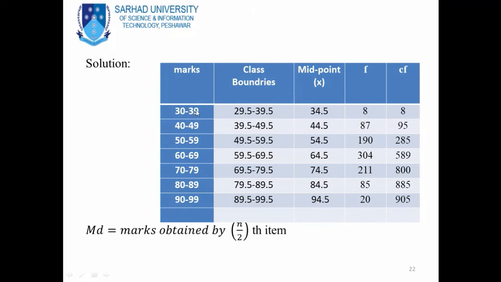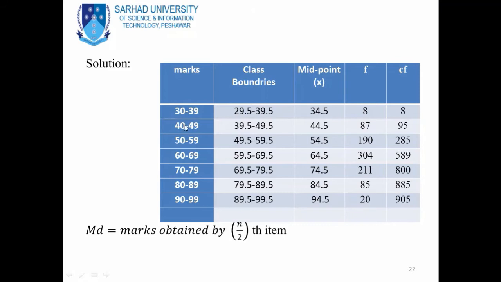First of all, write the classes in continuous form. The last boundary of the first class is 39, and the first boundary of the second class is 40. So this is a discontinuous boundary. If the last boundary of the first class is 39 and the first boundary of the second class is also 39, similarly 49 and 49, 59 and 59, then the classes will be continuous. But this is discontinuous data. So first of all, obtain the continuous boundaries. For the continuous boundary, subtract 0.5 from the lower class limit and add 0.5 to the upper limit. Subtracting 0.5, we obtain 29.5. Adding 0.5 to this, we obtain 39.5.